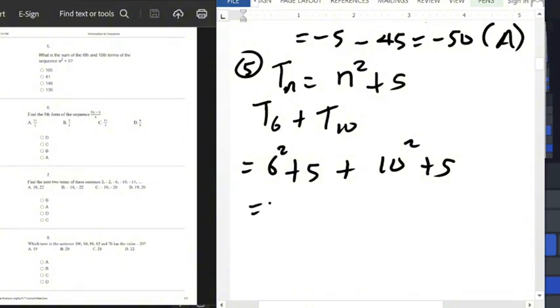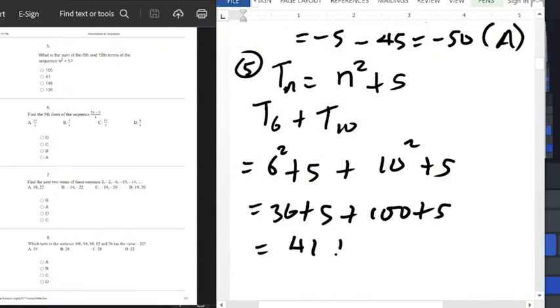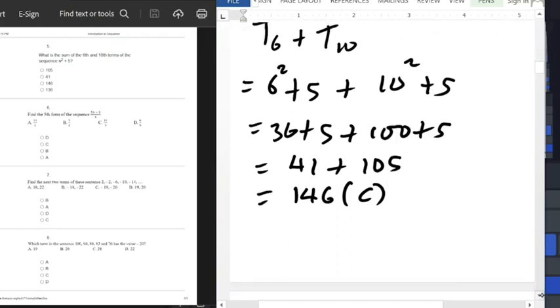So we now have 36 plus 5 plus 100 plus 5. So we now have 41 plus 105. 41 plus 105, that is 146. That is option C. Then number 6.